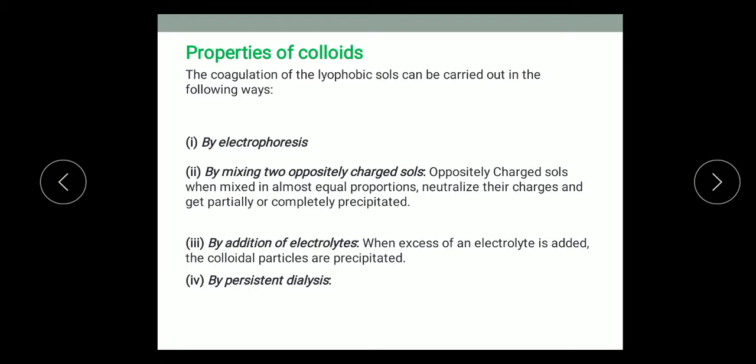Now, the coagulation of lyophobic sols can be carried out in many ways. Some of the ways are given here. The first is electrophoresis, अभी आप पीछे देख चुके हैं. Second is by mixing two oppositely charged sols. It is also a very common method. If you have two sols, one carries a negative charge and the other carries a positive charge, and we mix them, then they get coagulated.